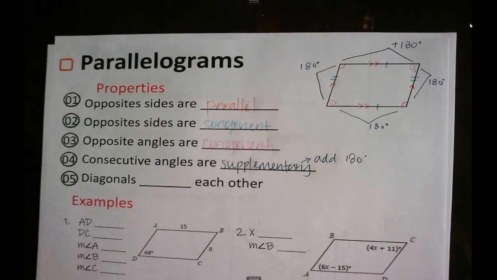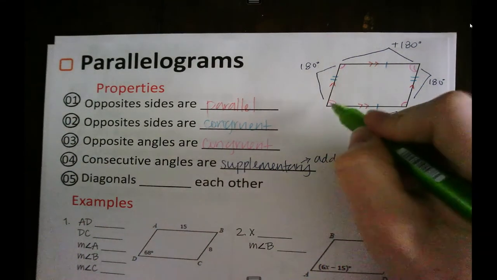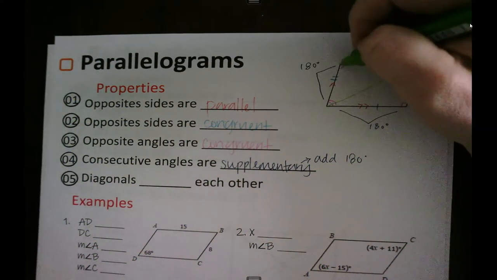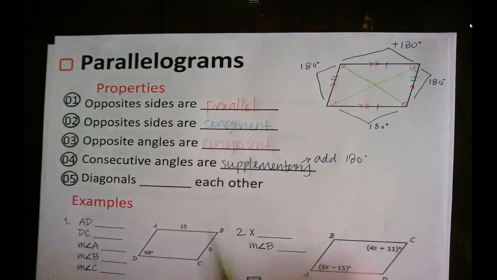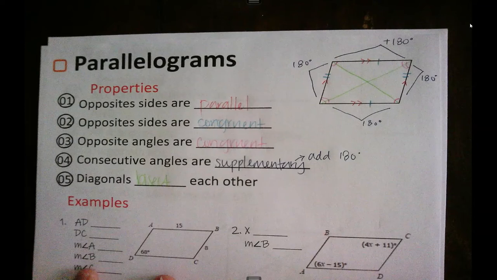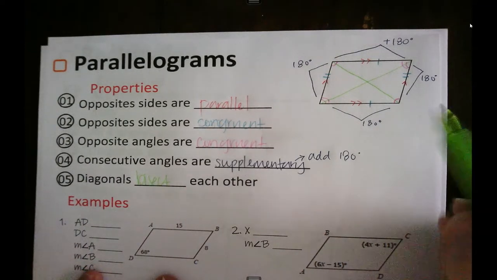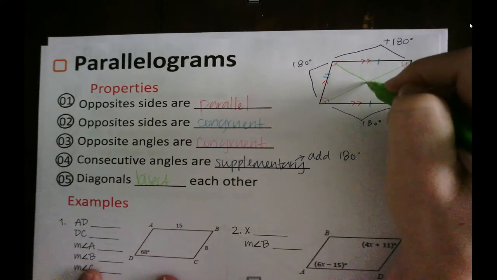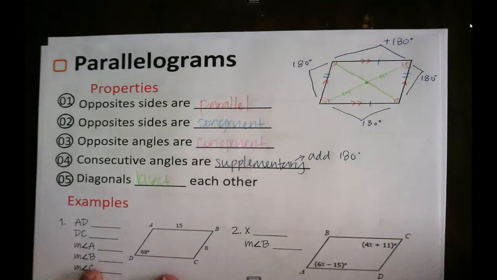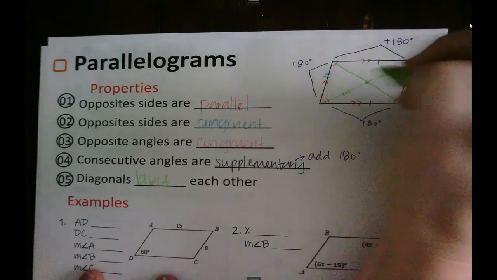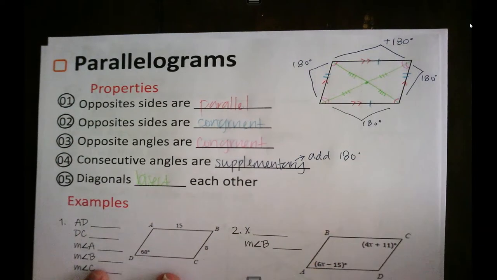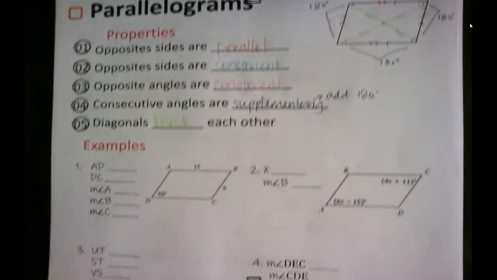And finally, our diagonals. So the lines from one corner to the other corner, other corner to other corner, they bisect each other. And what does bisect each other mean? It means that they hit right in the center of both of those lines. That means that whatever distance this is, that's the same distance here. And whatever distance this is. Okay? Let's see what this means for some examples.